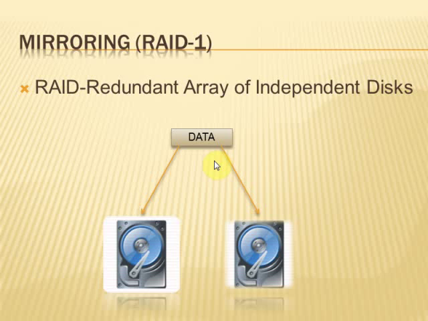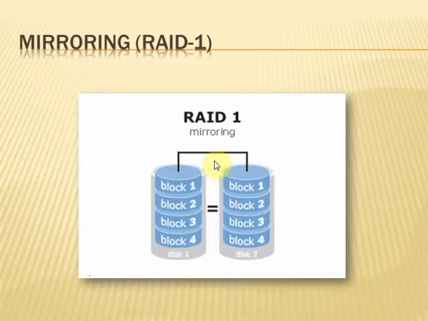RAID 1 or mirroring uses two hard disks, and as the name itself suggests, one will be the mirror of the other one. Whatever changes we make in the data will be affected on the two hard disks simultaneously. Because of that, if we lose one of our hard disks, the data is still there and accessible by the users. In this picture, you will be able to understand how RAID volumes work.